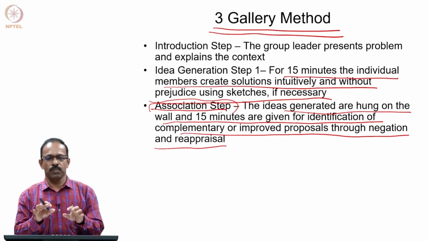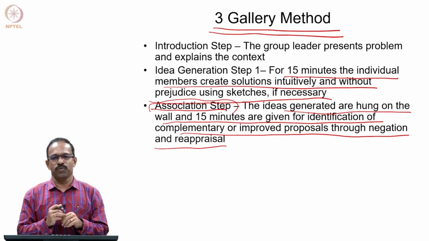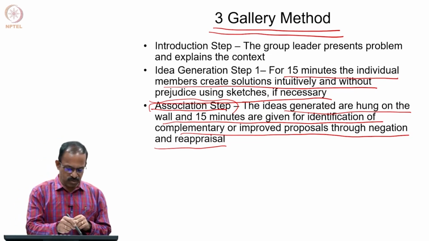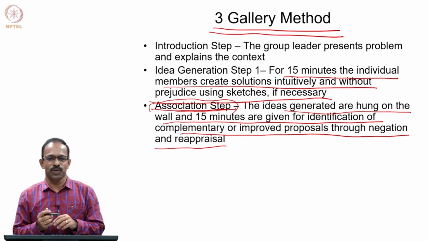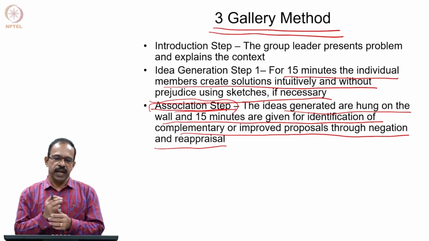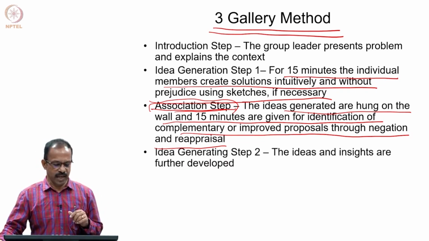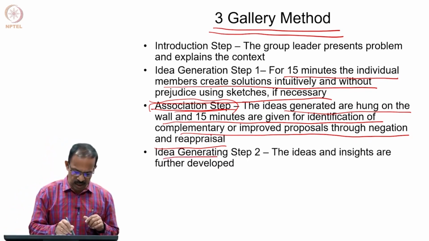So, for some time there will be some brainstorming happening after the initial step of idea generation, and this association step will help everyone to improve their ideas based on the feedback they receive from the individuals, and again they will go back and then redo the ideas and get more ideas. So, that is the idea generation step 2.